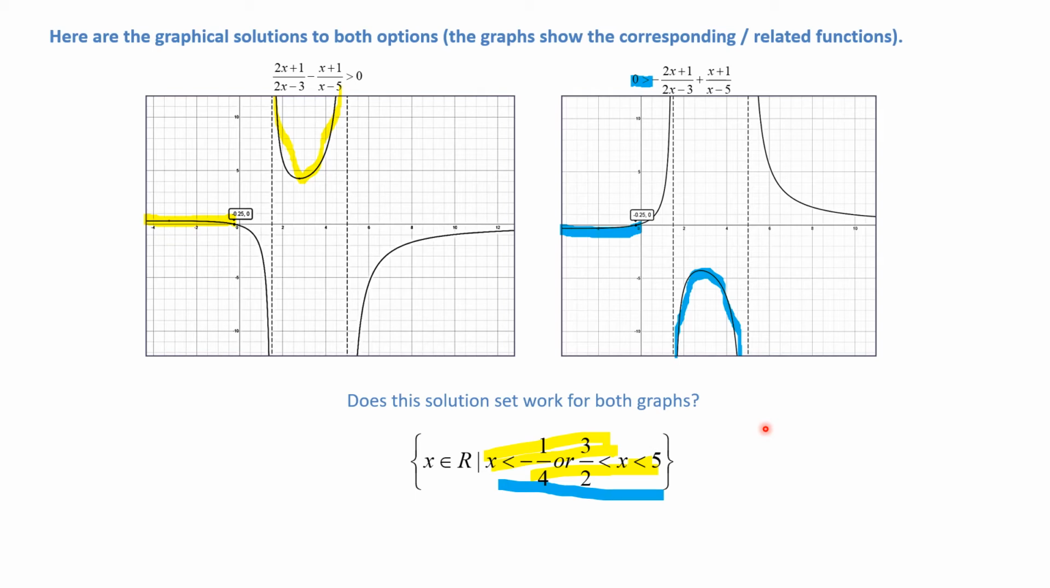It does matter if you had to graph it, you would have a different graph. These graphs are different, but the answer is the same. So the graphs themselves look different from each other, reflections of each other, but the solution is the same. Where you're looking for either where it's all above the x-axis or below the x-axis, you're getting the same answer.